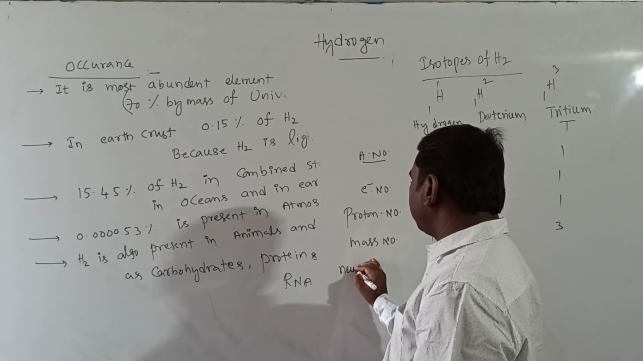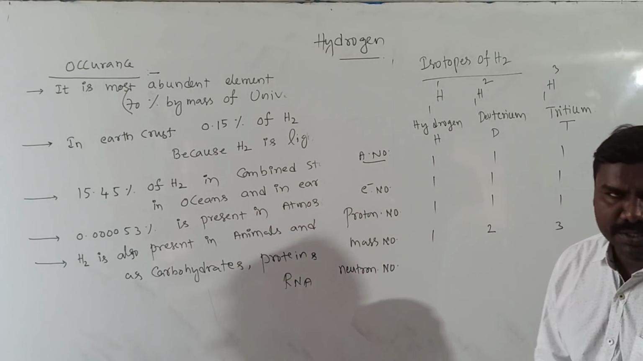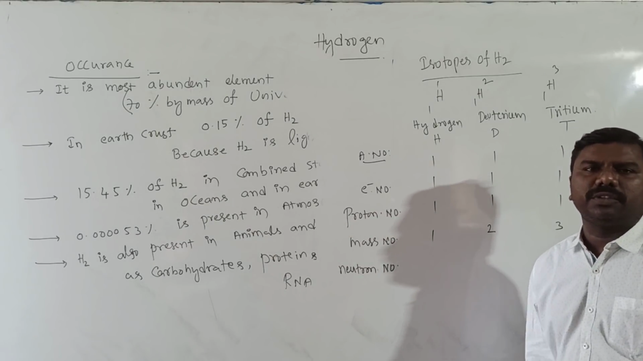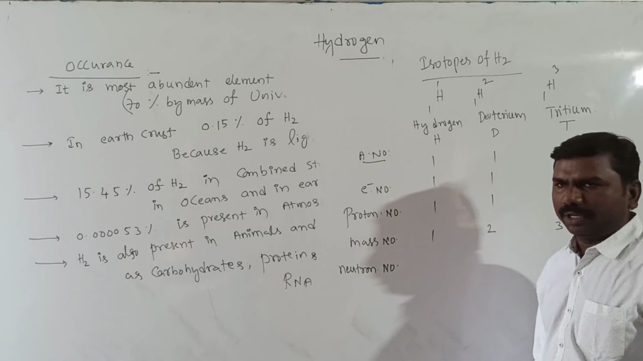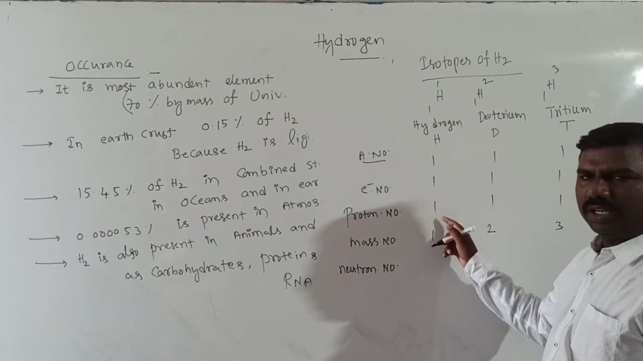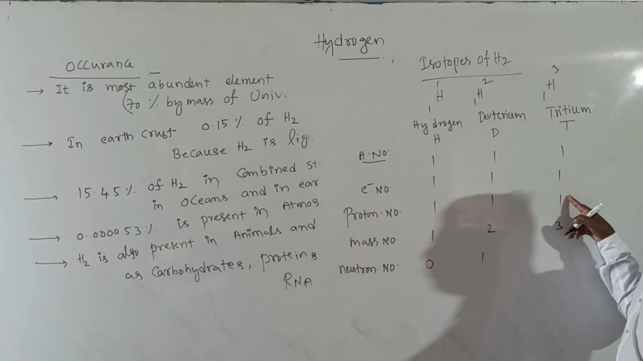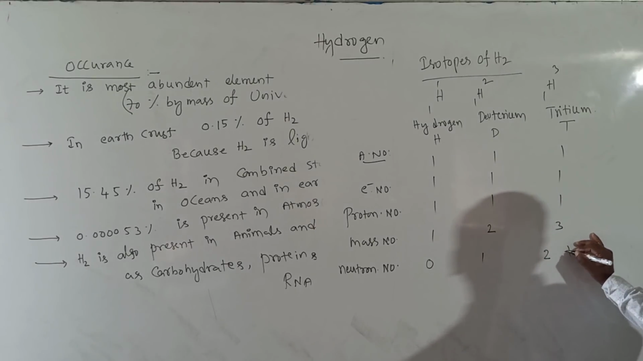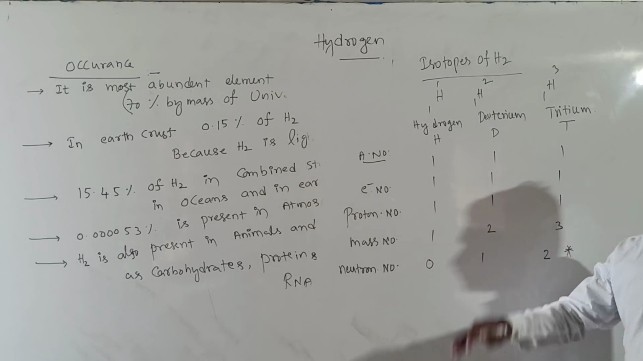Next, the number of neutrons. The number of neutrons formula, as we studied in the first chapter of the first year, is mass number minus atomic number. Mass number 1 minus 1 is 0. 2 minus 1 is 1. 3 minus 1 is 2. So 0, 1, 2. This is important: the number of neutrons in isotopes of hydrogen.